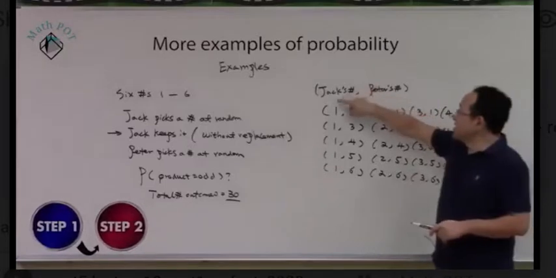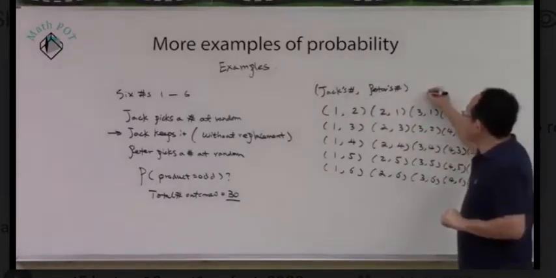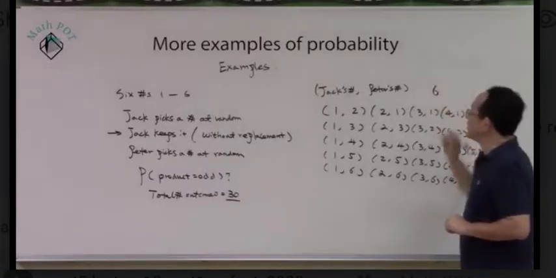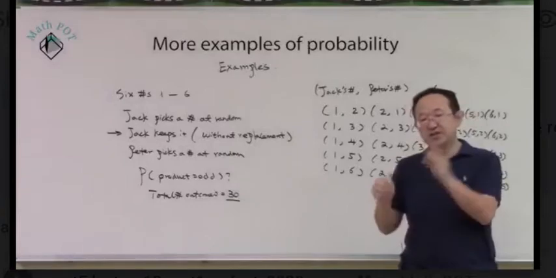So this is our first step. This is our second step. It's very clear. So first step, we have what? We have 6 ways because Jack's number could be 1, 2, 3, 4, 5, and 6. So therefore, in the first step we have 6 ways.